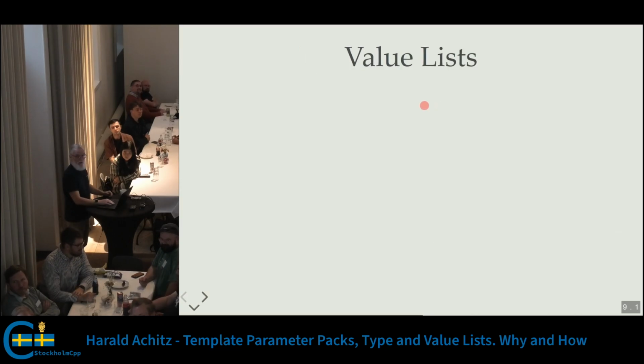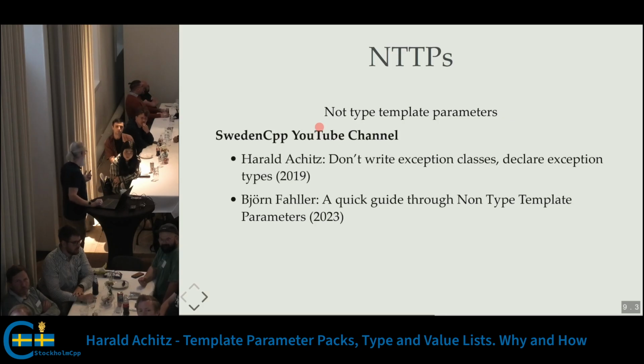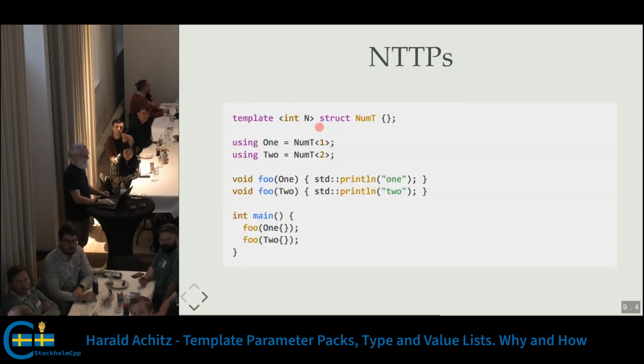Now look at value lists. Okay, so what are value lists? Okay, so we do a little bit of preamble again. Non-type template parameters, NTTPs. And we all know what this is because we had two talks that mentioned them. The one is when I talked about exceptions, 2019, and then Björn Faller did a talk in 2023, which also includes the new stuff, where it goes into the detail of these NTTPs. But the short reminder, we turn whatever value we want into a type.